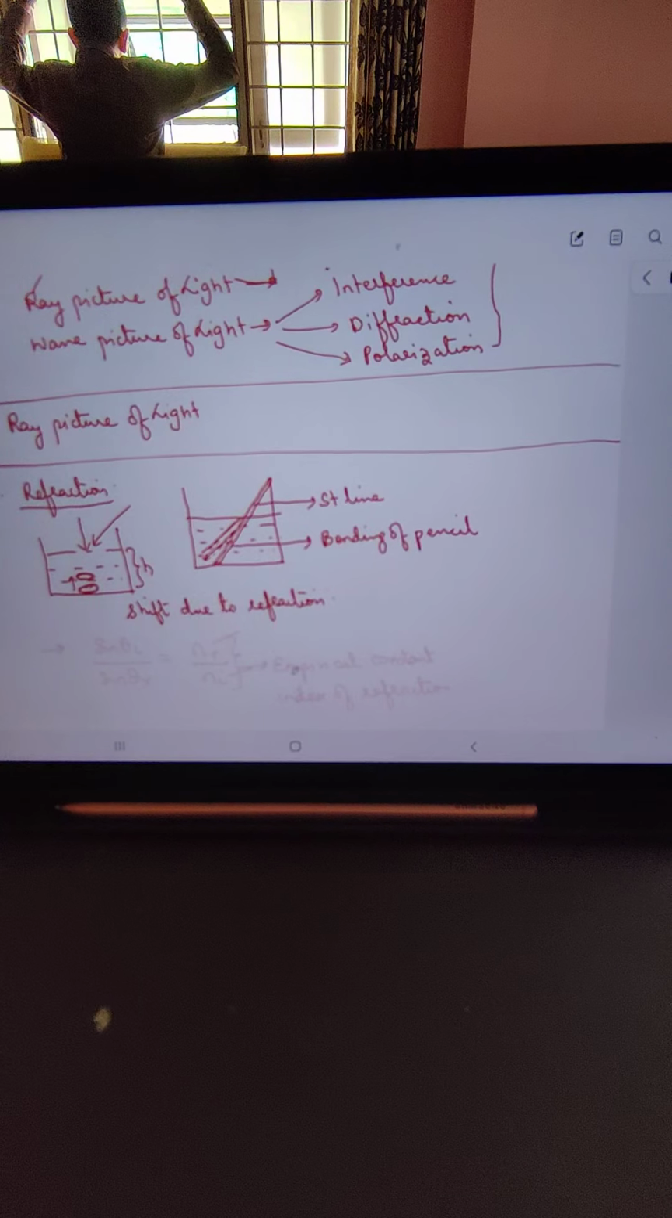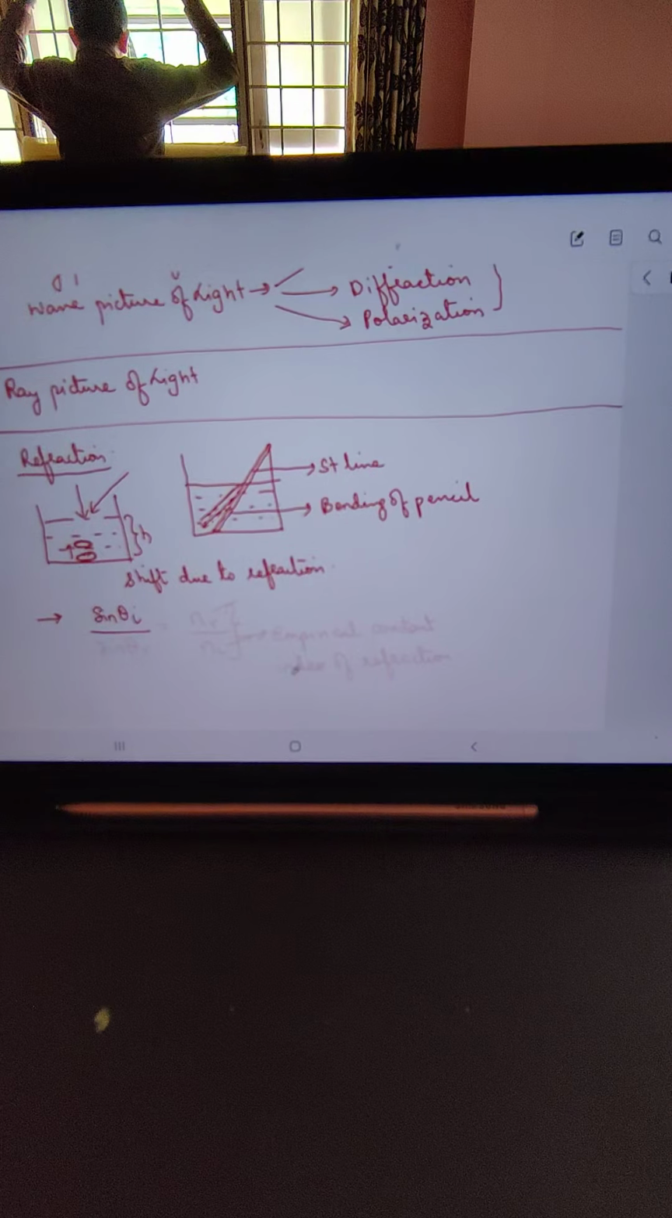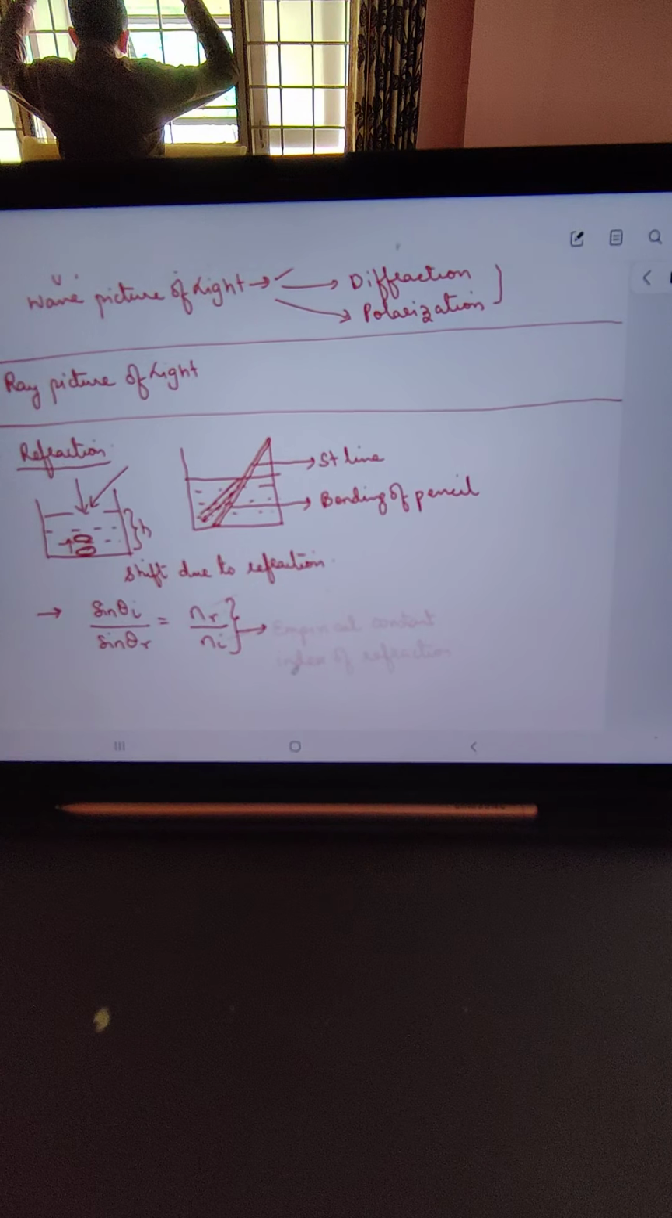What did Snell discover? So he discovered a law relating this phenomenon. So what was that law? It can be summarized in the following mathematical form, that is sine theta i by sine theta r is nr by ni. So for him, this was just an empirical constant. When Snell discovered it, it was an empirical constant, also given the name index of refraction.